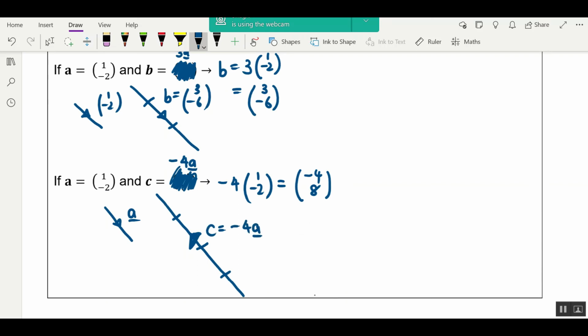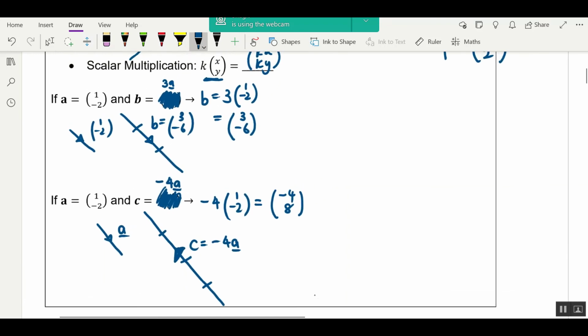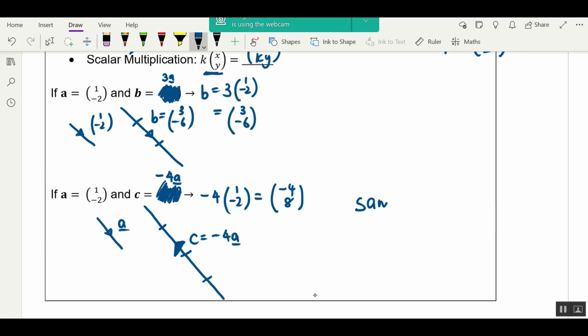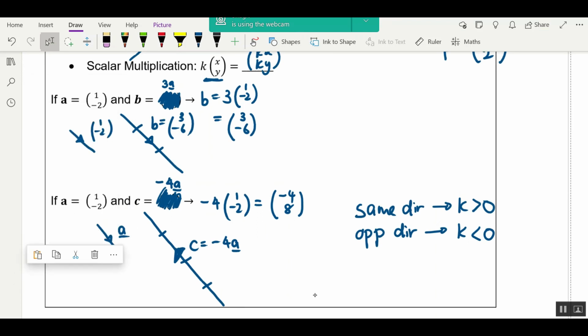If you multiply a scalar in front, it just means the length gets bigger, or the length could get smaller if the scalar multiple is less than 1, like half or 1/4. They point in the same direction if k is greater than 0, but in the opposite direction if k is less than 0. Hope you understand this part on the basics of vectors, especially the magnitude and direction part.